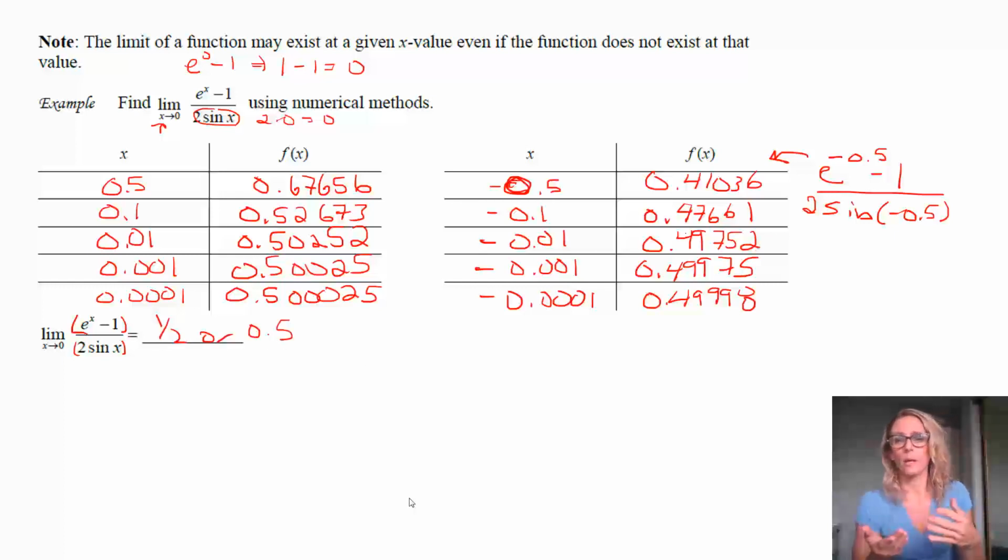But realize that we need to do it that way because if we were to just plug in 0, we're going to get 0 over 0. That's not something that we can define. And so using this numerical method of getting close is something that actually allows us to do an estimate of this limit.